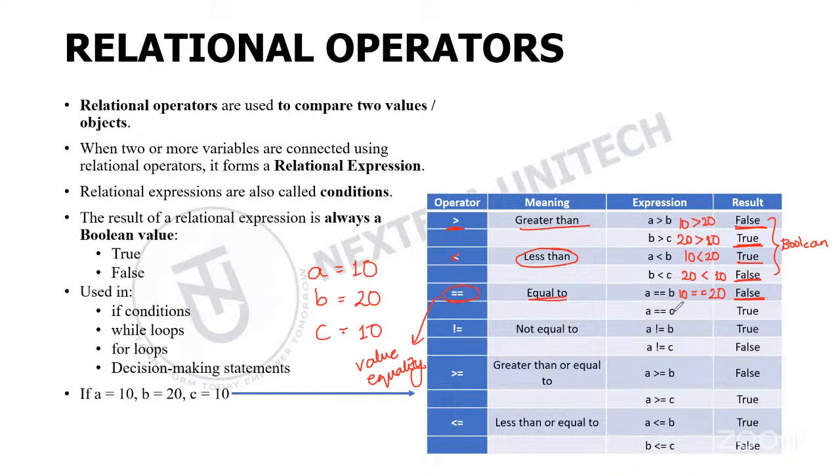When you compare a and c, a is 10, c is 10. So here 10 equals equals c, which is 10. So 10 is equal to 10, obviously, right? Equal values, so the output will be true.